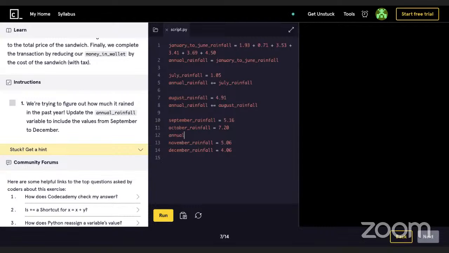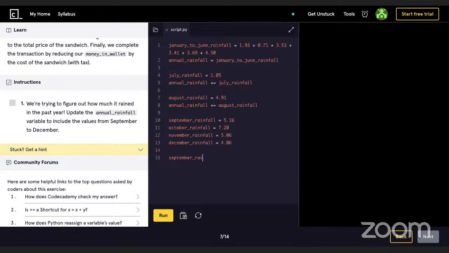Sorry, but you're missing something. What is she missing? So can you please delete all of that first? Then can you please go over to line 14? Then press enter. Then after you want to do September to December rainfall. So first of all, you have to put September. Underscore.